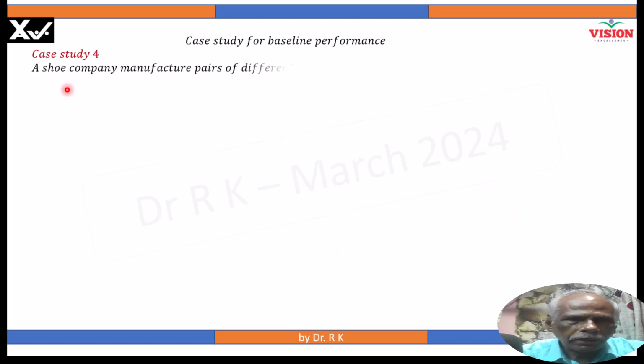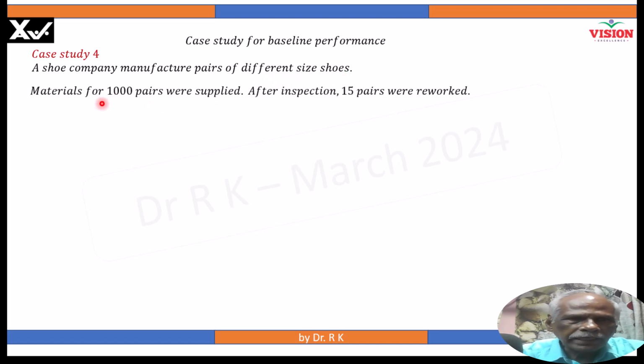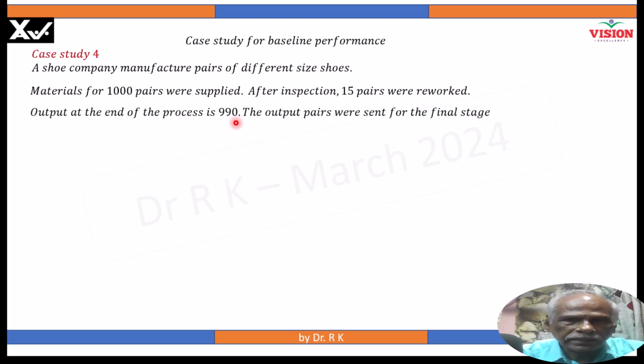Case study 4. A shoe company manufactured pairs of different size shoes. Materials for 1000 pairs were supplied. After inspection, 15 pairs were reworked. Output at the end of the process is 990. That means 10 items were scrapped. 10 scrapped, 15 reworked. So you will know how to find out first pass yield for step 1.